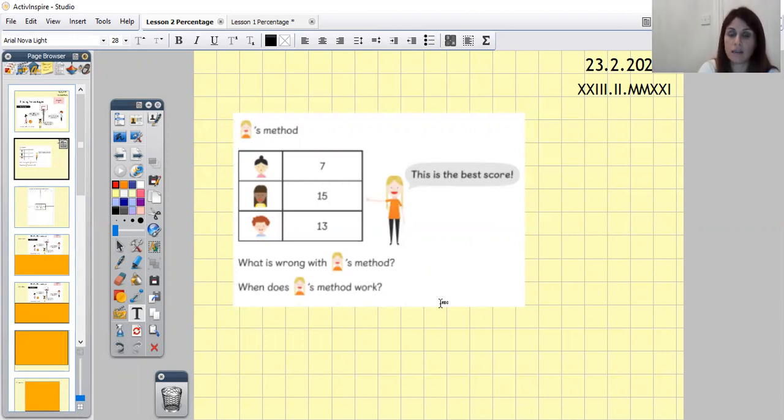Can you jot down in your books, what do you think? Why is Hannah wrong? What's she done wrong? And when could she do that? Under what circumstances would she be able to actually just say, Ruby scored 7, Lulu scored 15, and Elliot scored 13, and therefore Lulu is the winner? So pause and have a go at that in your books, please. I'd love to see that in your squared paper books.